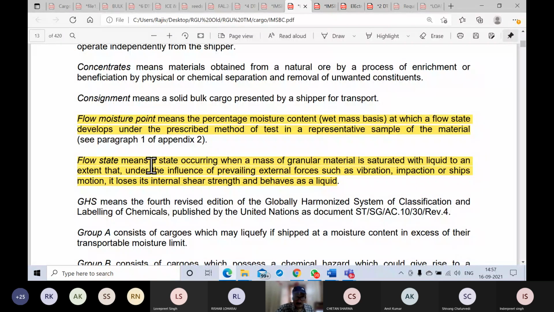Further, flow state is simple to follow because the name itself suggests a state occurring when a mass of granular material is saturated with liquid to an extent that it will be influenced by prevailing external forces such as vibration. Under conditions like vibration and impaction, it may lose its internal shear strength which binds it and behaves like a liquid. That is flow state. It is said to have developed a flow state.